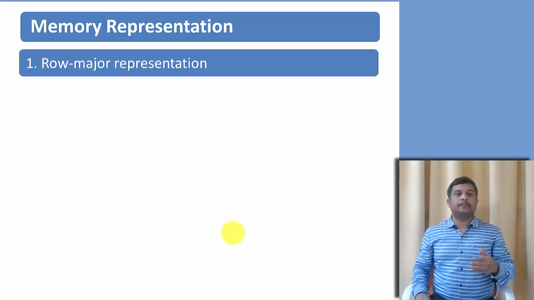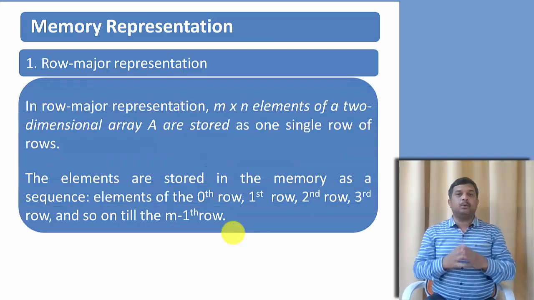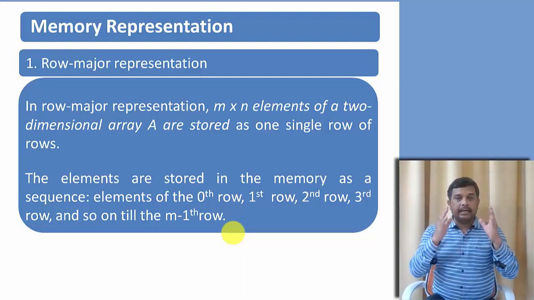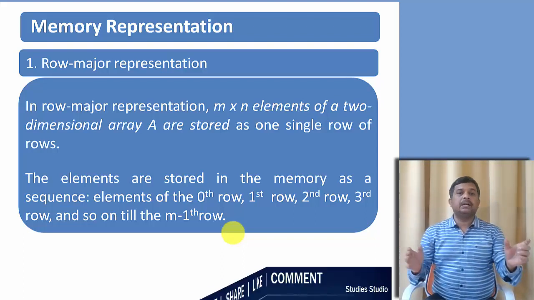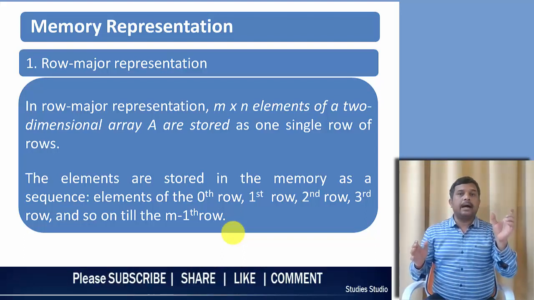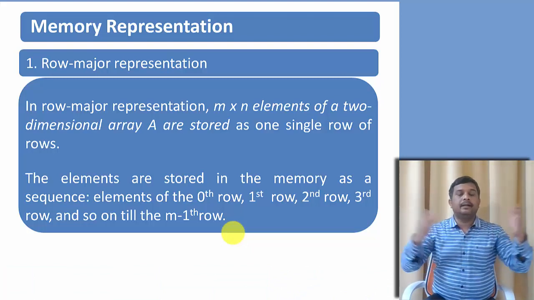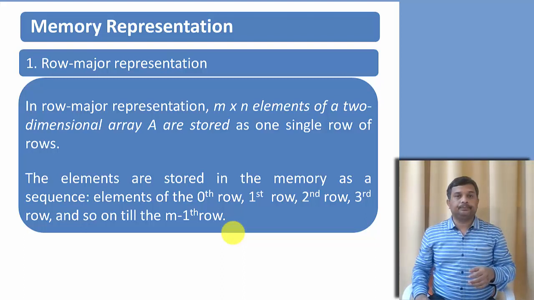What is row major representation? It means if a matrix is given of size m cross n, then in row major representation we will write the whole data in the form of a single row. The first row I'll write first, then the second row, then the third row, till m-1 rows are completed.